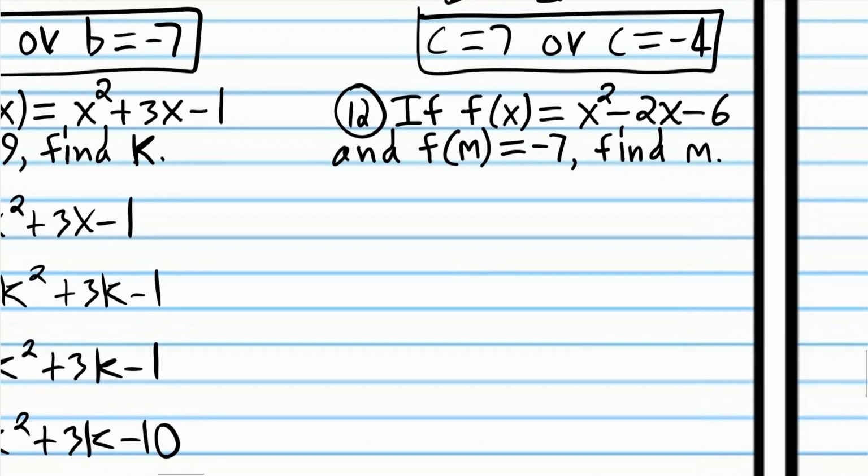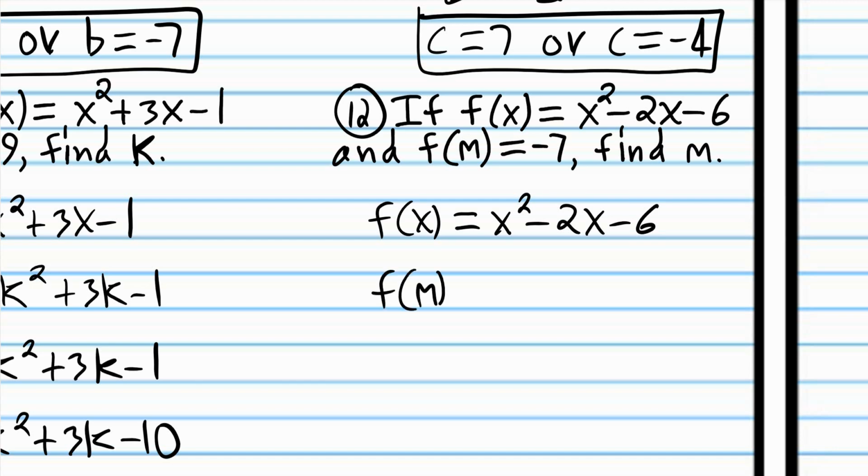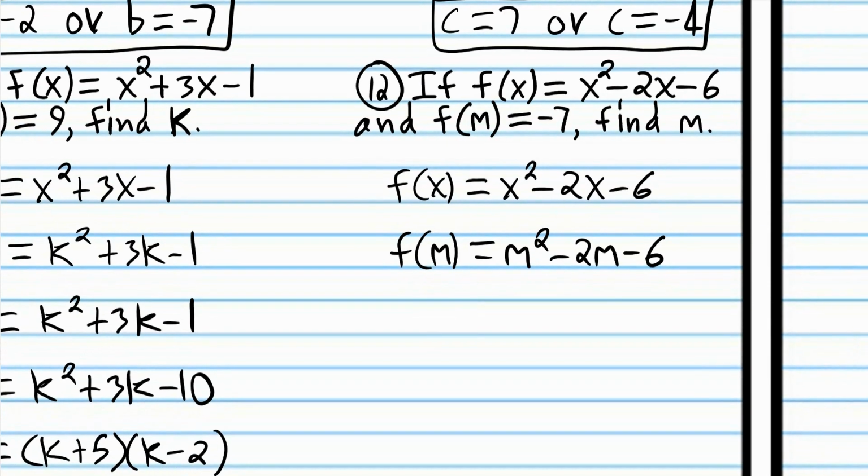Okay, we're back. So we're told that f of x is equal to x squared minus 2x minus 6. But if that's true, then that means that f of m must be equal to m squared minus 2m minus 6. And we're also told that f of m is equal to -7. So I'm just going to rewrite that same equation and replace f of m with -7.